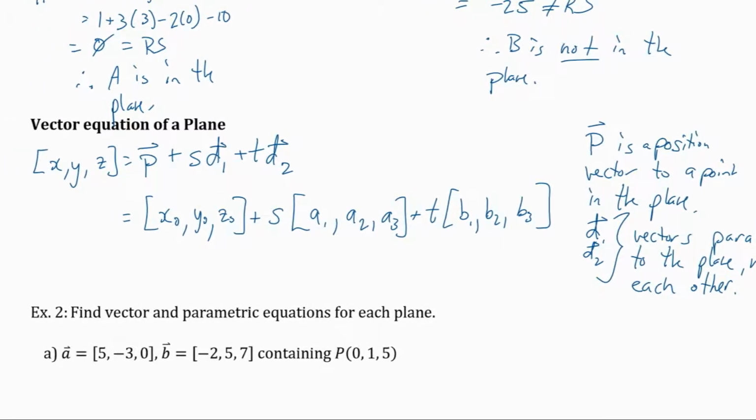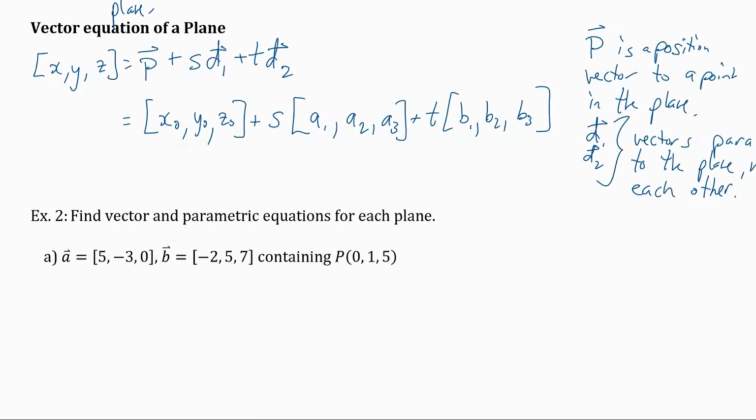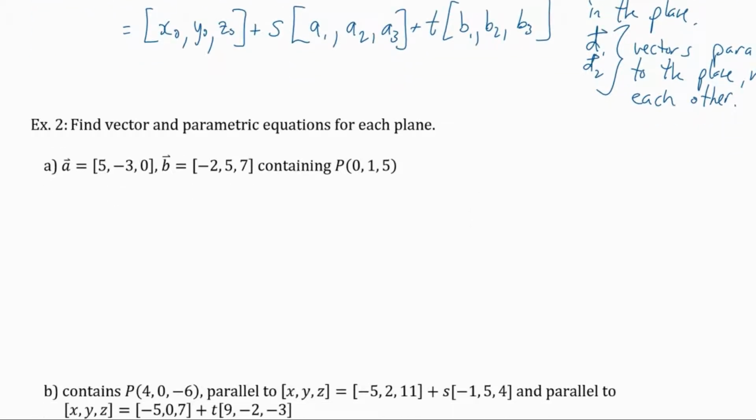Okay, and I don't know if this seems simple or straightforward, but it's really, really important that you think about the relationship between the direction vectors that are parallel to the plane and how they can point in all kinds of different directions and how they can help define the plane and a point in the plane, and how all these things are related. Okay. All right, let's do some more questions.